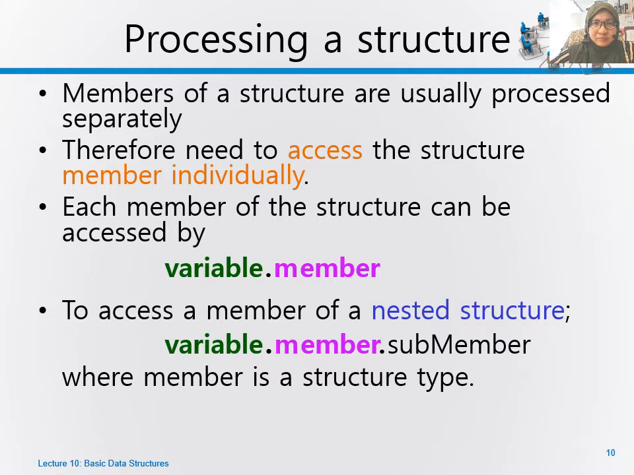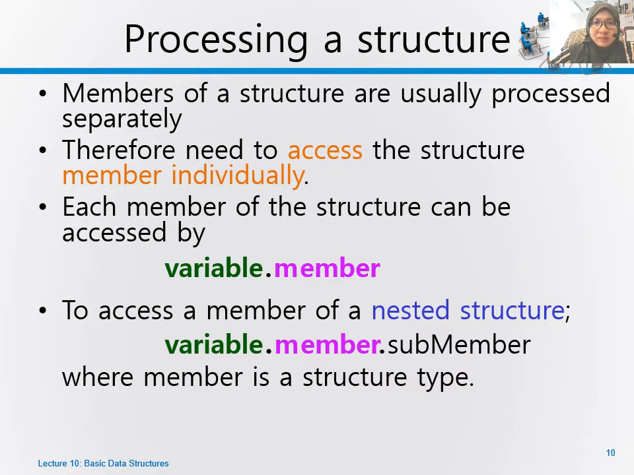Now, here is a way to find out how we process a structure. The members of a structure are usually processed separately, so we need to access the structure members individually. Each member of a structure can be accessed by the variable name, dot, the member. So this is how we process data, where we access the members individually. To access a member of a nested structure, we use variable dot member dot sub-member, where member is a structure type.